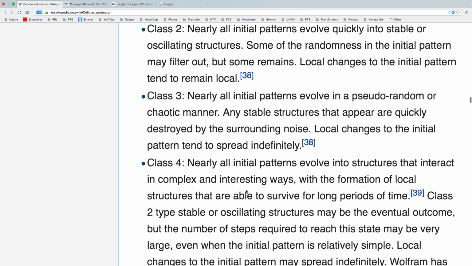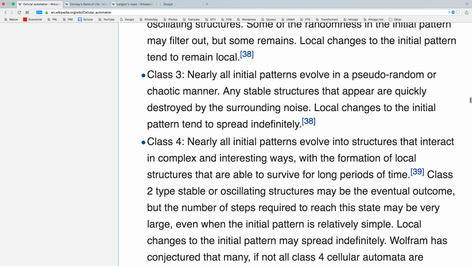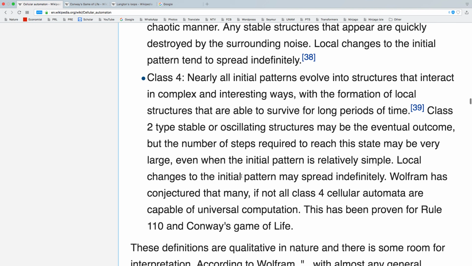And the fourth one, so the third one, a good example is rule number 30, right? It has chaos in it. So anything that appears disappears really quickly at random. Do you understand? But rule 110 is actually really interesting. This has been proven for rule 110. This automaton is capable of universal computation actually.